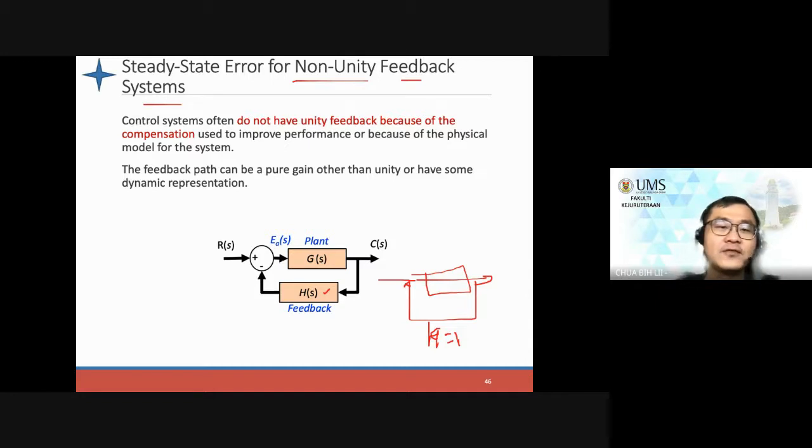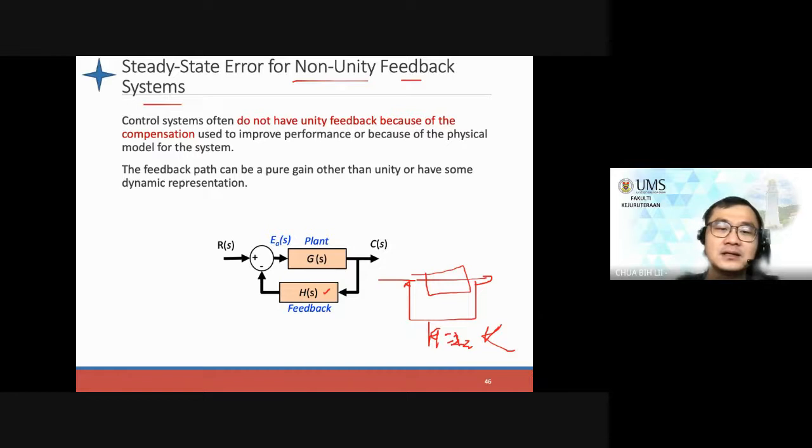So this kind of feedback system is normally used, but it depends on the situation of whether you want to improve the performance, or it depends on the physical model as well. Sometimes you may rely on another system which you may not be able to control. For example, you may have a gear over here, which connects to another system to provide feedback, not the direct type of connections. Therefore, there is a kind of transfer function to be interpreted over here. So this feedback path can be a pure gain. For example, instead of one, it can be 2, 3, or whatever it is, the K value.